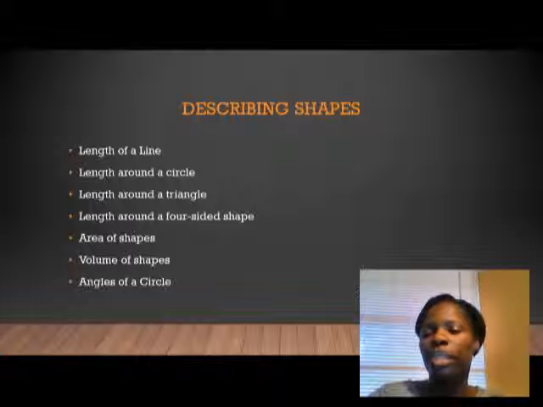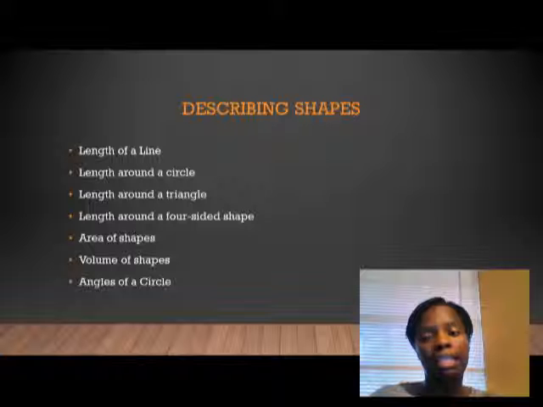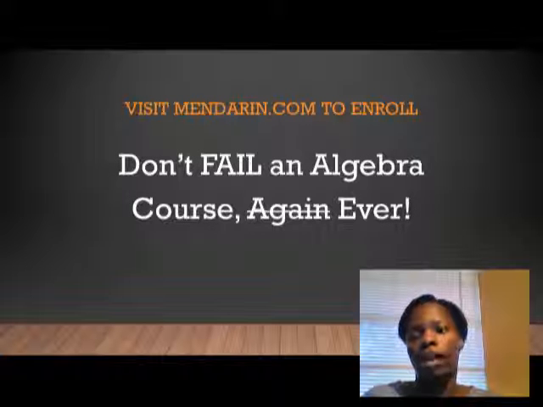We're going to also, in describing shapes, find what's called the perimeter of a circle, what is the perimeter of a triangle, the perimeter of a four-sided shape, any quadrilateral. And so I said another big name. So we're going to focus on identifying those vocabulary words that can stump you on word problems and things. I don't want you to ever fail algebra.